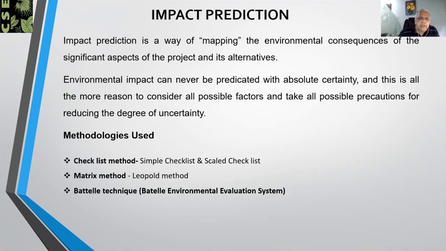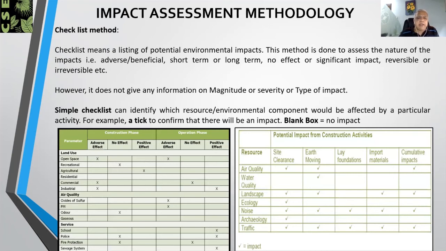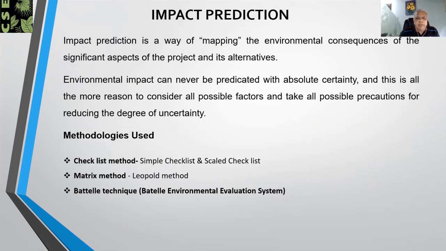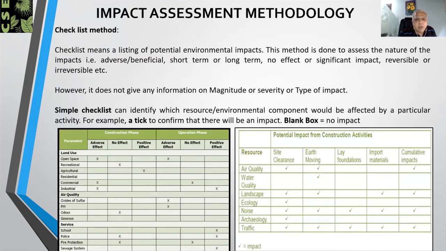Now, what are the techniques available for doing such a summary? There are three techniques which are principally used to map the environmental consequences of various developmental projects. One is the checklist method, then we have a matrix method, which is the Leopold method, and the Battelle Environmental Evaluation System, BEES as it is called.